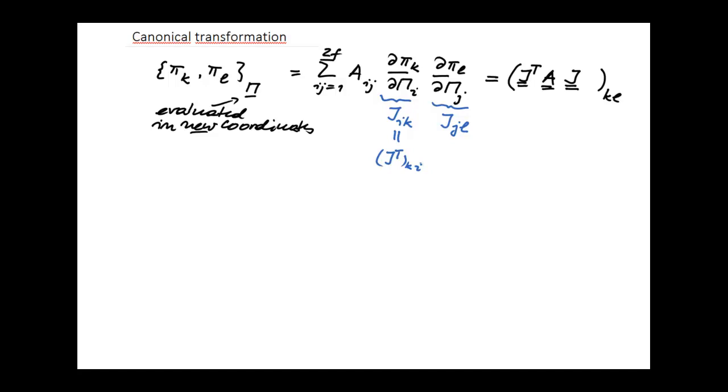And then if you read it in a different order, you have a double sum: transpose of the Jacobian ki times A_ij times Jacobian jl. And then it's easier to see that it's a matrix product of three matrices in this order. Transpose of the Jacobian times A times Jacobian. And of this, the KL component.